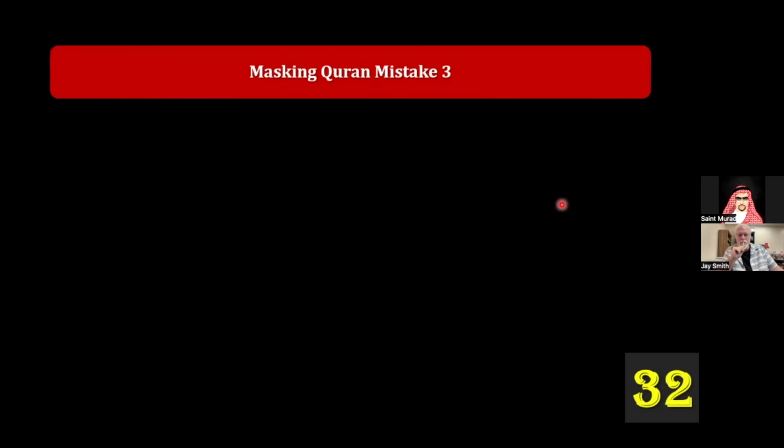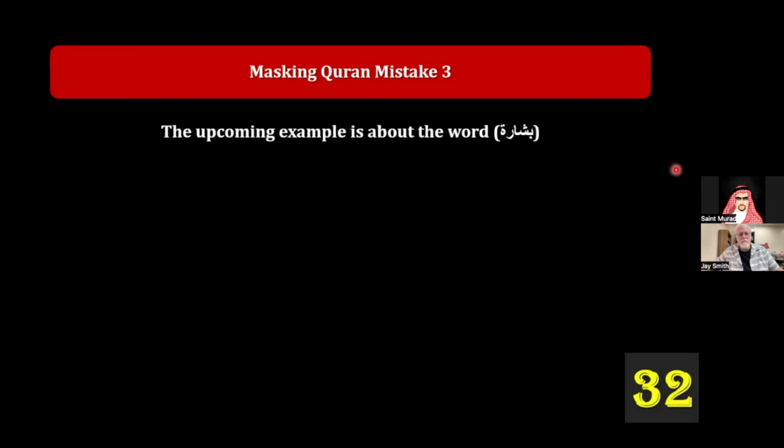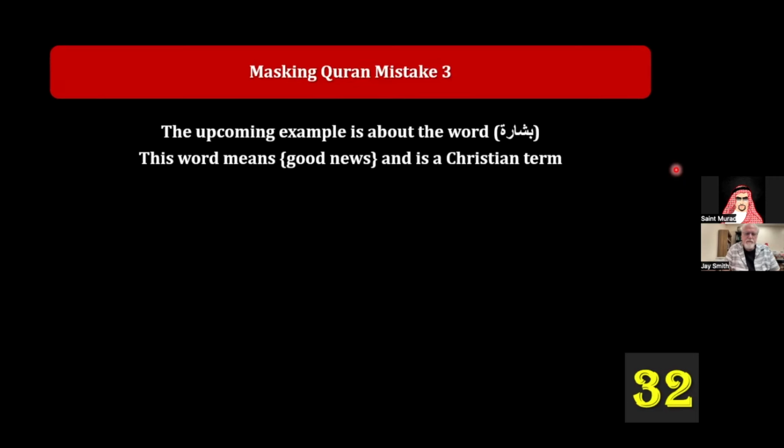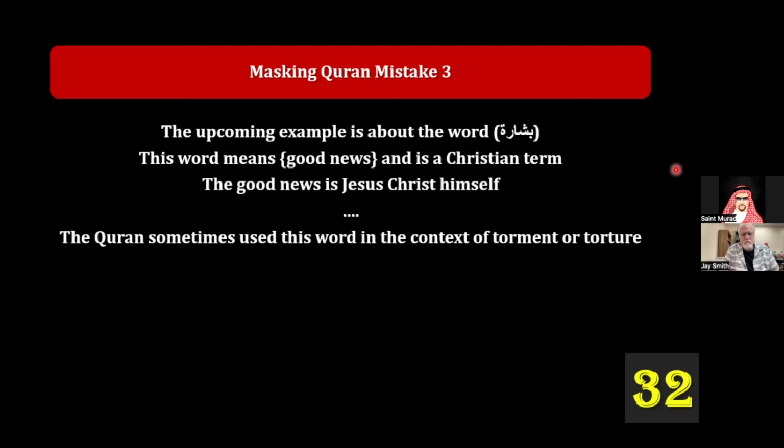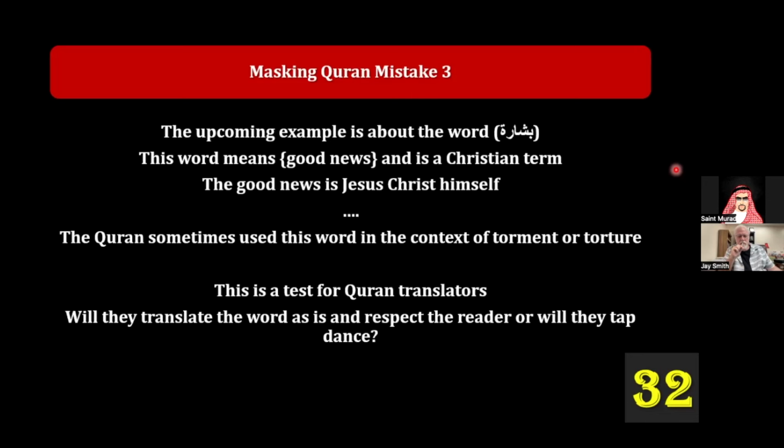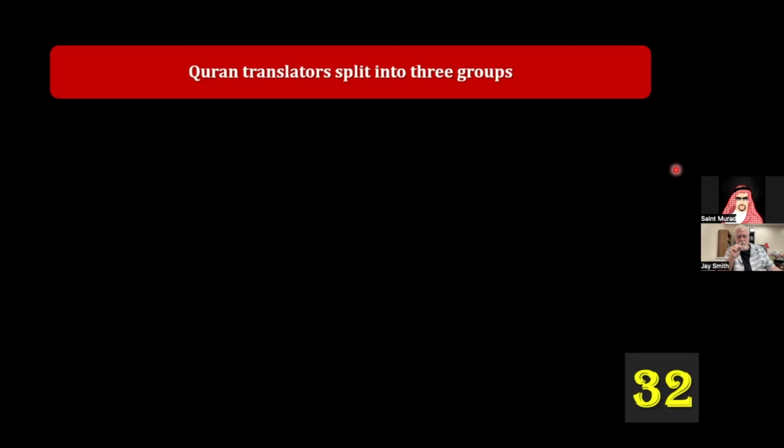Now we will move on to masking Quranic error number 3. This upcoming example is about the word bishara or bushra. This word means good news, and it's usually a Christian term. The good news is Jesus Christ himself. This is according to Christian theology. The Quran sometimes uses this word in the context of torment or torture. This is a test for Quran translators. Will they translate the word as is, or will they start to tap dance?